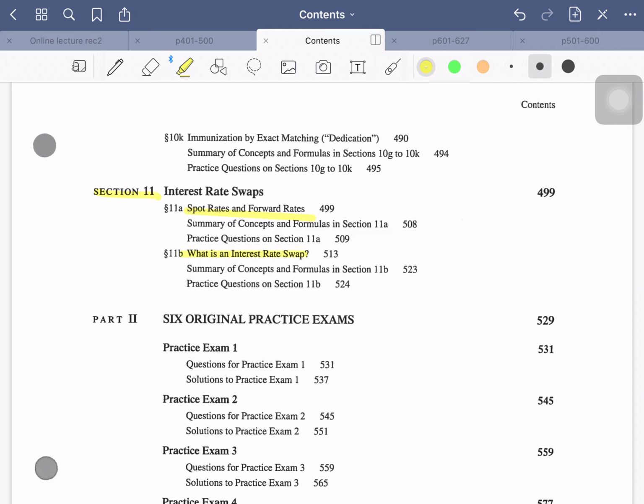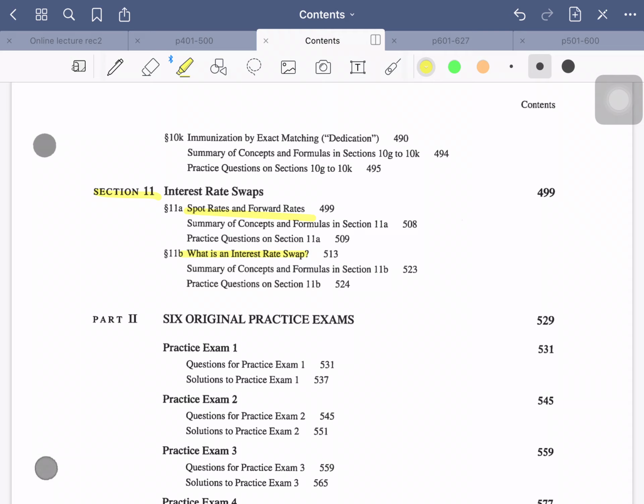And chapter 11b is the swap. Swap is basically where we exchange the interest payments between two different products. One is basically a fixed income product, and the other is a variable interest product. For example, the short-term interest rate changes over time, so sometimes we want to hedge some interest. So that is chapter 11b.